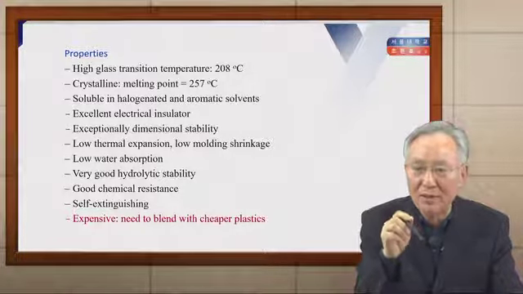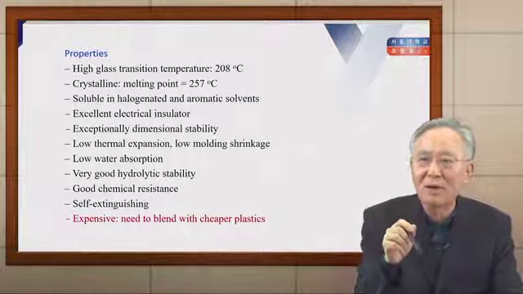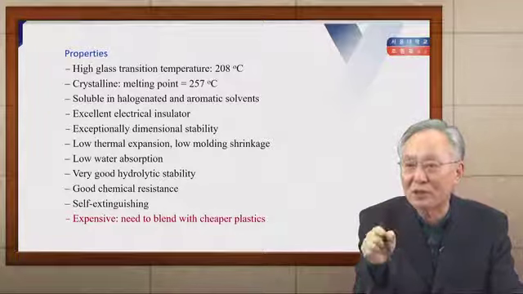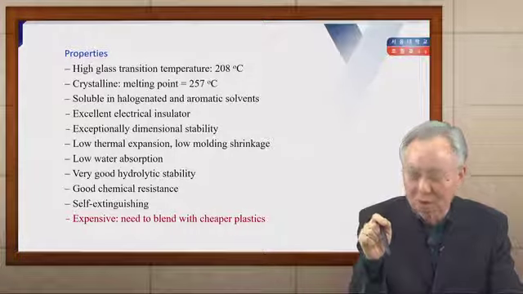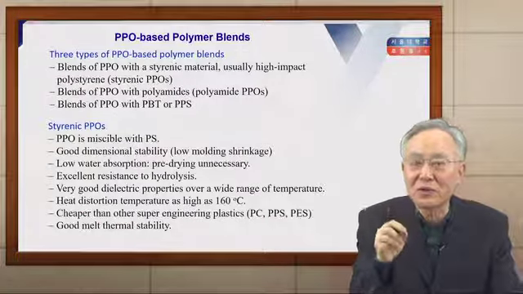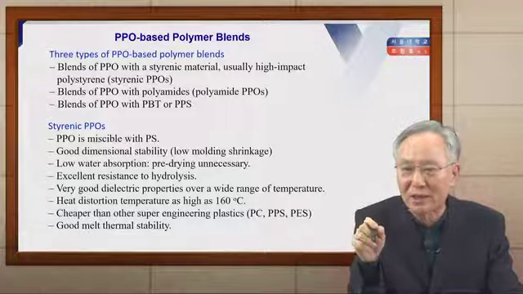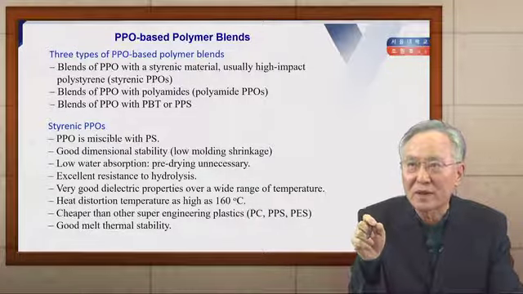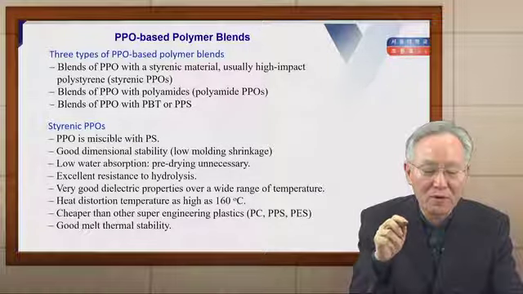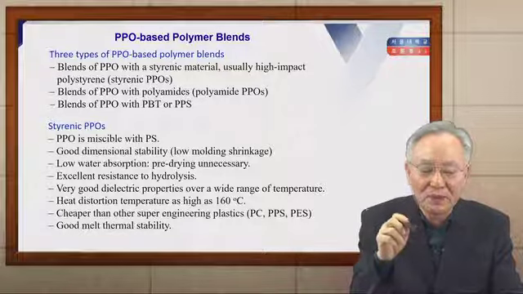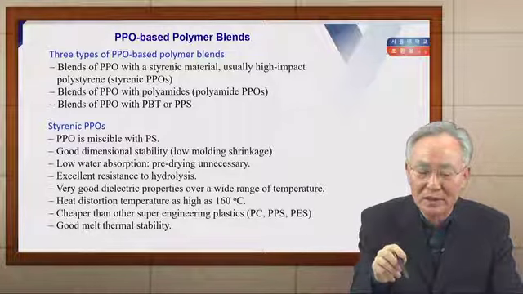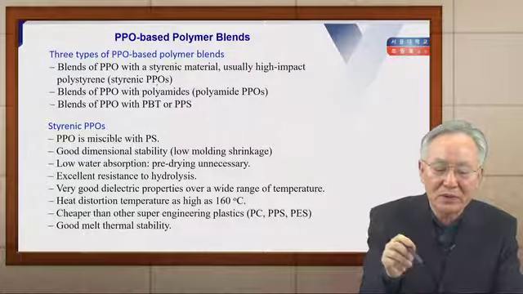However, the critical disadvantage of PPO is that it is very expensive. Therefore, we need to blend it with cheaper plastics to reduce the cost of plastics. So PPO has been used in blend forms rather than PPO alone. There are 3 types of PPO-based polymer blends. The first type is PPO blended with styrenic materials, particularly high-impact polystyrenes. That blend is called the styrenic PPOs.